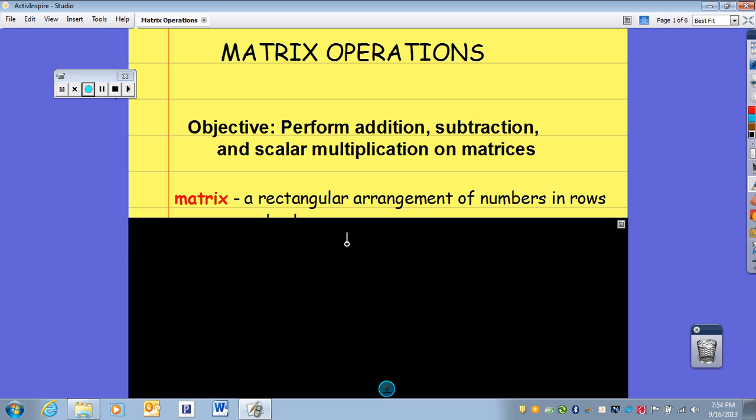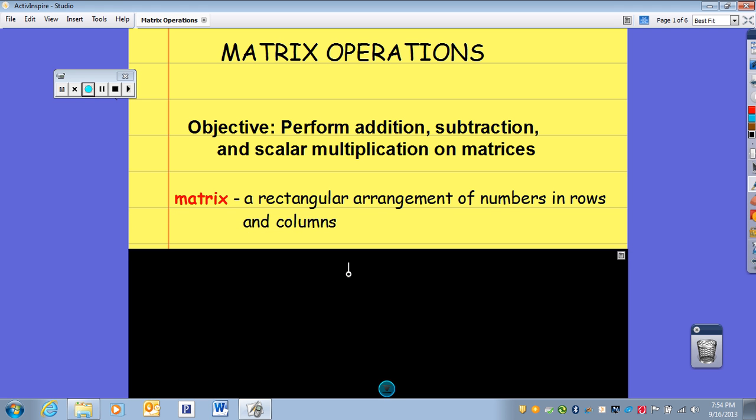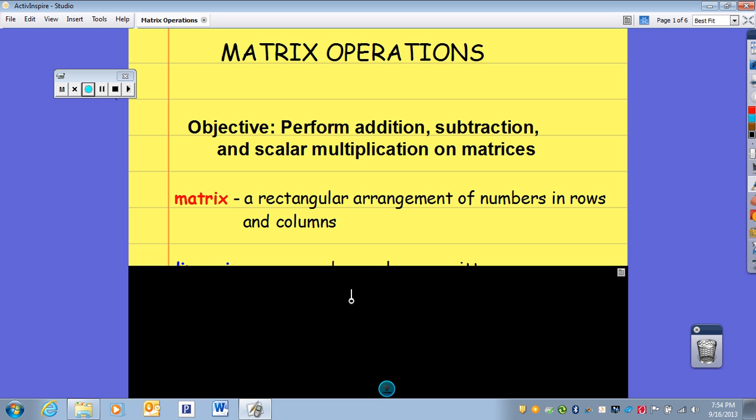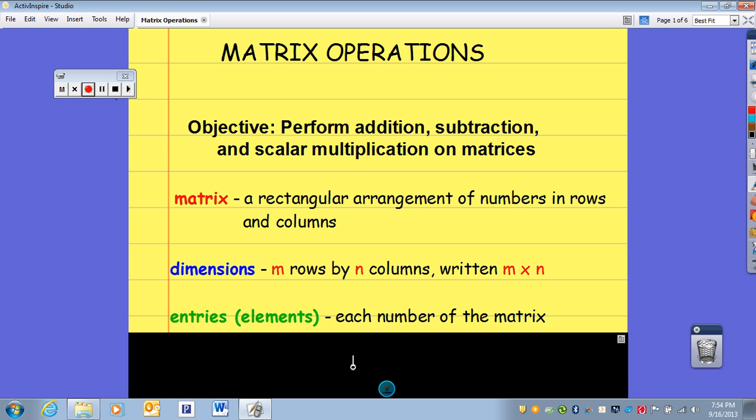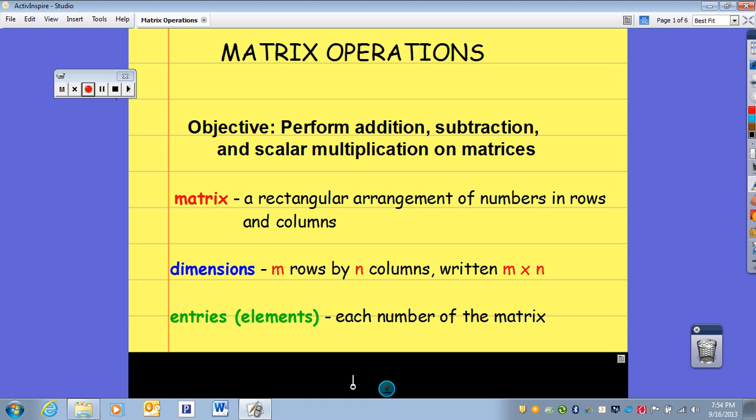Our first vocabulary word is matrix. A matrix is a rectangular arrangement of numbers in rows and columns. The dimensions of a matrix with m rows by n columns would be written as m by n. So we start with the rows and then the columns. An entry, or element, is each member of the matrix.